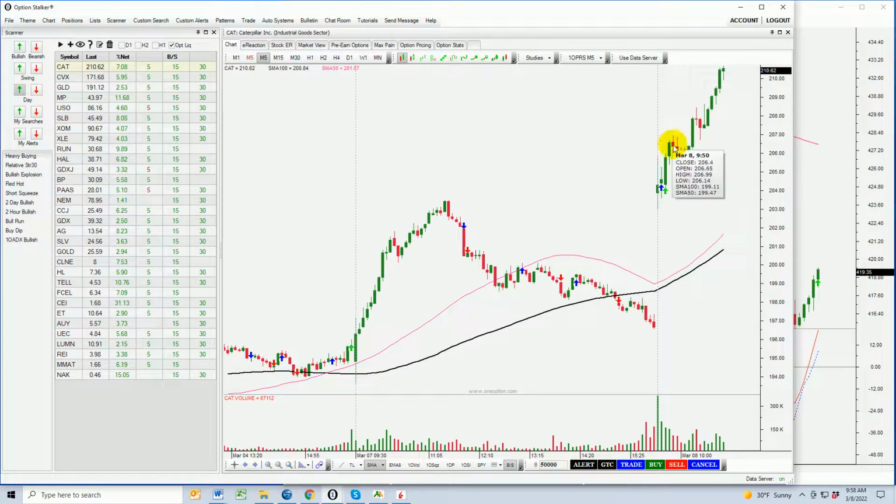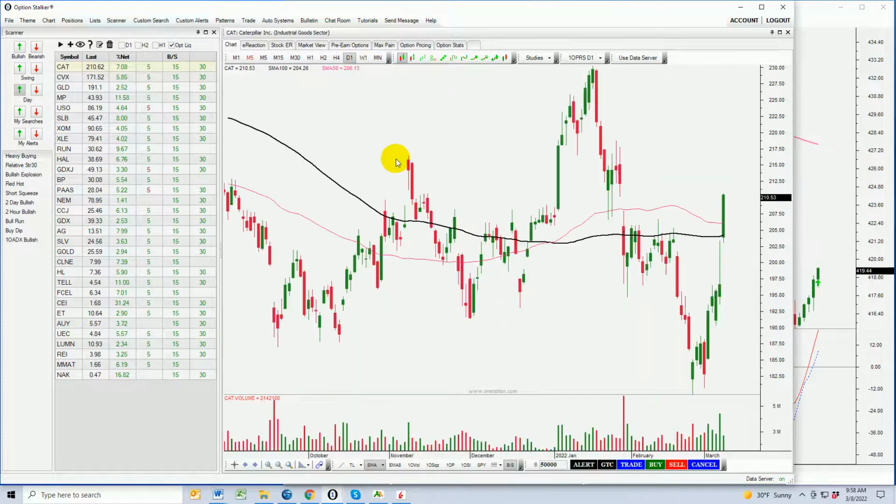Caterpillar. This is a stock that I highlighted early in the chat room. I believe about half an hour into the open. Love it. Look at this gap higher through the major moving averages, through the 100-day, through the 50-day moving average. We can overlay the 200-day as well. You can see we're through that.